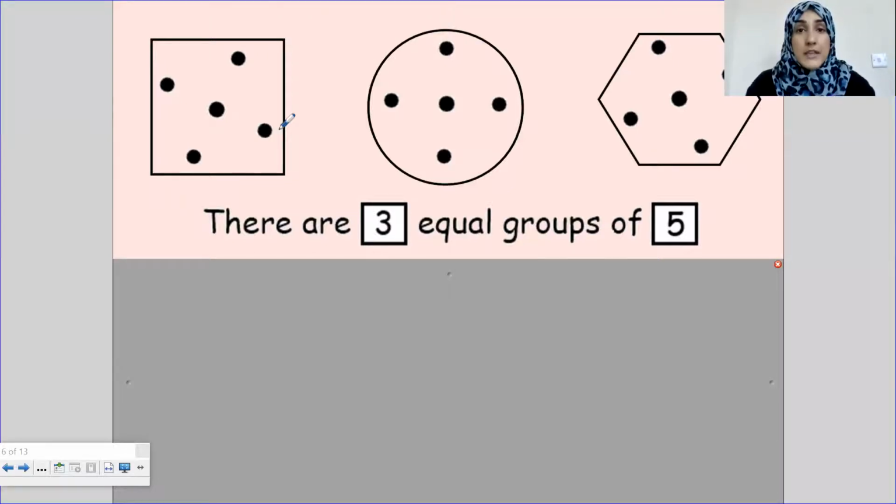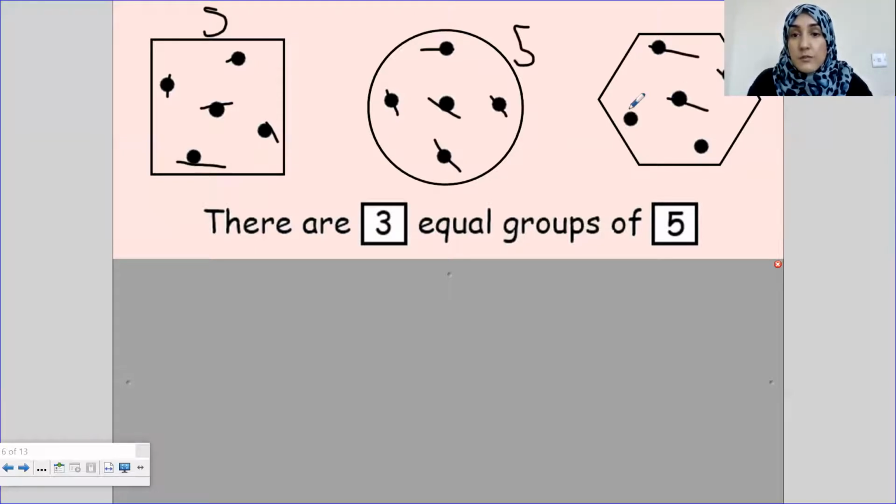Oh, I heard someone say the number of objects. Fantastic. Well done. So we've got 1, 2, 3, 4, 5. We've got 5 dots in this group. We've got 1, 2, 3, 4, 5. We've got 5 dots in this group. And we've got 1, 2, 3, 4, 5. We've got 5 dots in this group. So they are equal. Each group has 5 dots.